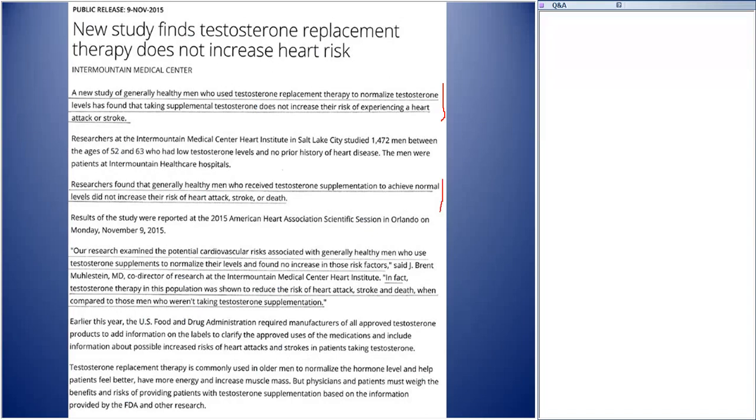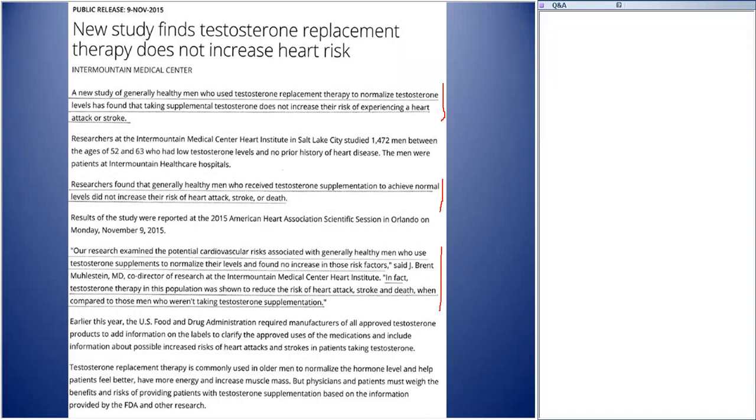So now we see studies on both healthy men as well as studies in men that were ill and had significant cardiovascular risk. And we did not see any increased risk in either of those groups. We only saw a benefit. Our research examined the potential cardiovascular risk associated with generally healthy men who used testosterone supplementation to normalize their levels and found no increase in those risks.